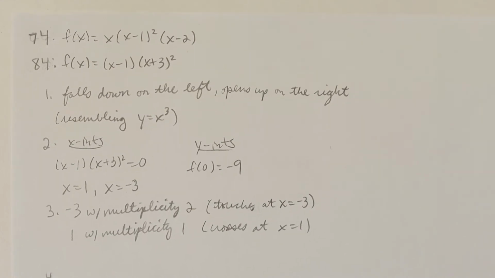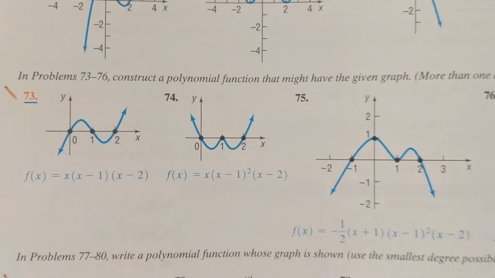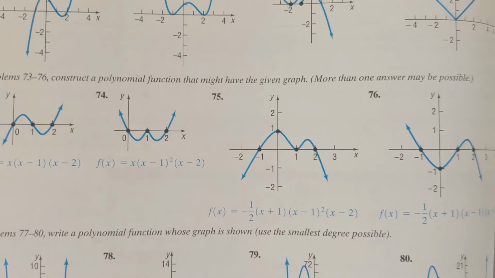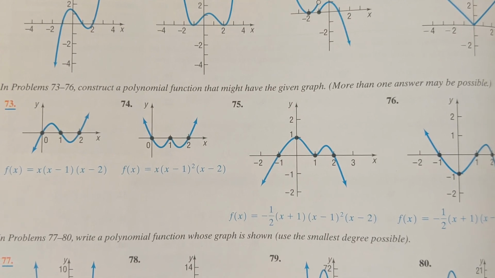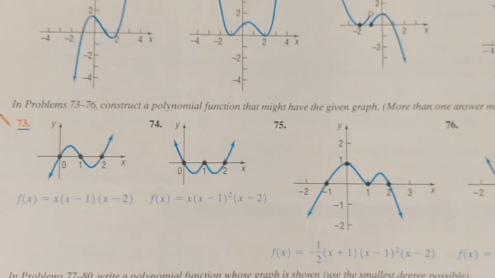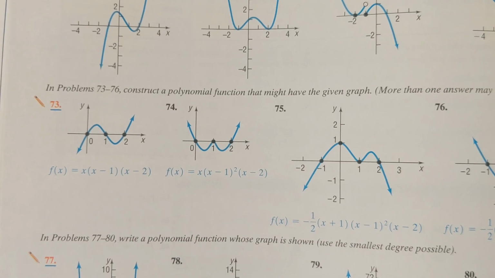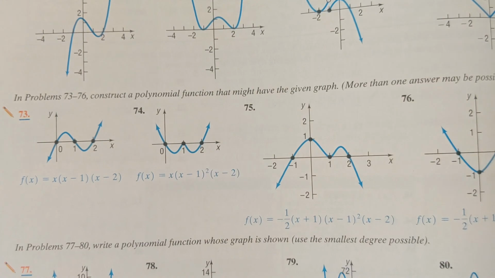Problem 74 is f of x equals, and let's see, problem 74. Construct a polynomial function that might have the given graph. More than one answer is possible. Okay, so problem 74, it looks like I cross at 0, I touch at 1, and I cross at 2. Okay, and there's 3 turns that I can see. 1 turn, 2 turns, 3 turns. Okay.